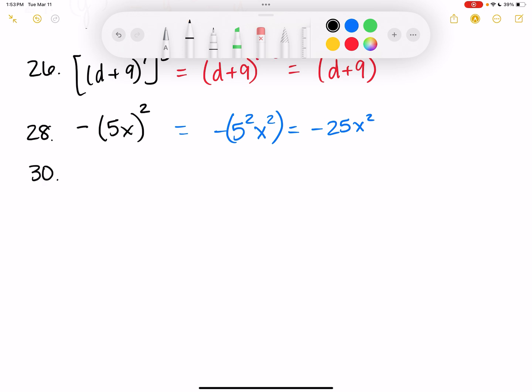Problem 30: in parentheses, 5 times p times q raised to the 3. What do I do at this one? Distribute. So I end up with 5 to the 3, p to the 3, q to the 3. I'm not done yet. I have 5 cubed, so what's 5 times 5? 25 times 5 is? 125. 125 p cubed, q cubed. If you ever get stuck, once you have 5 squared and you have to keep going, think about it in terms of money. It's kind of helpful.